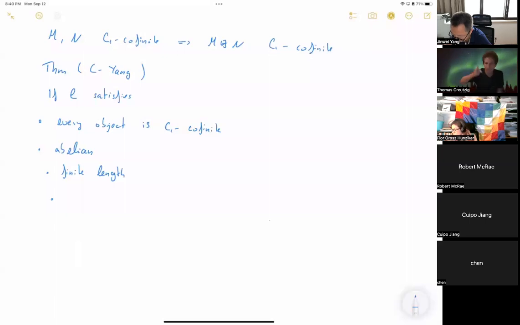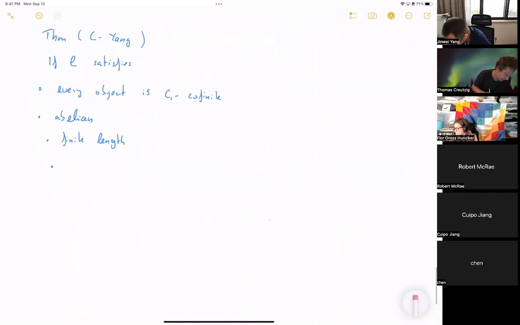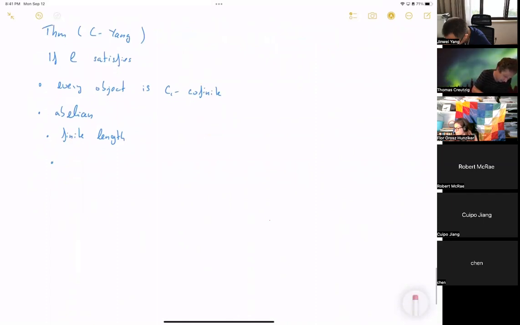So the very important property: every object is C1-cofinite. Then a few standard properties. Of course, you want your category to be abelian and of finite length, and you also want it to be closed under the contragredient dual. So these are properties that are very natural.